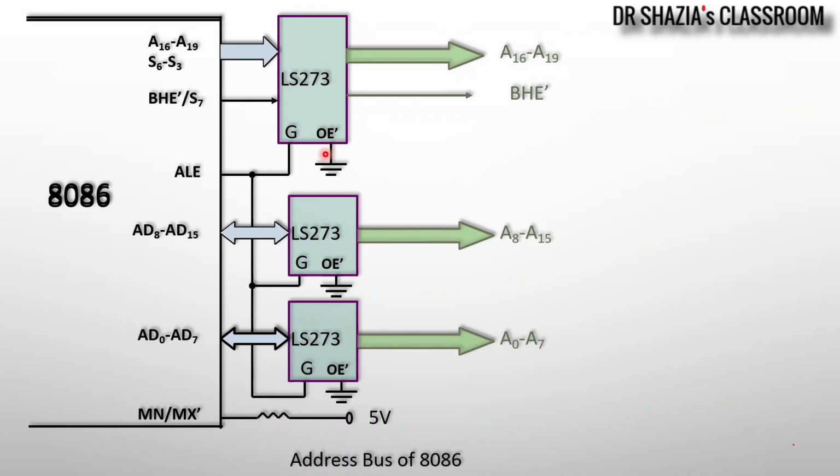You can see that the output enable line of each of these latches is grounded and the gate signal is connected to ALE. Whenever these pins contain an address, ALE will go high, and as soon as ALE goes high, the gate signal will be high, and any change in the input side will be reflected or available on the output side as an address bus. So you can see how the processor demultiplexes the address from the data and status signals.